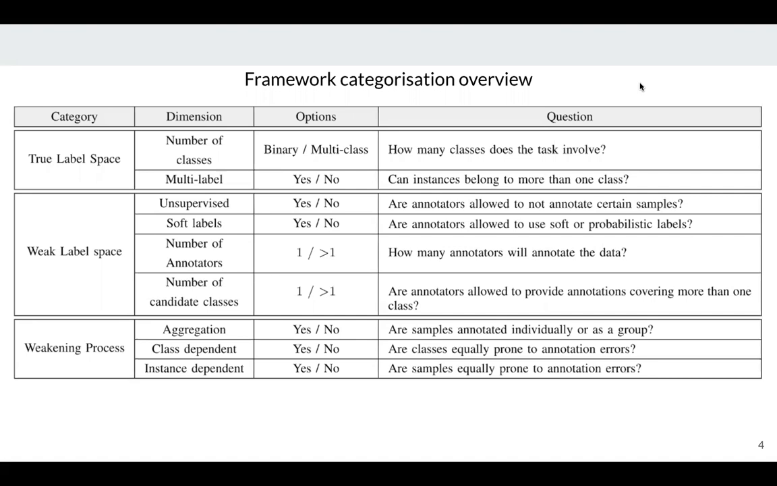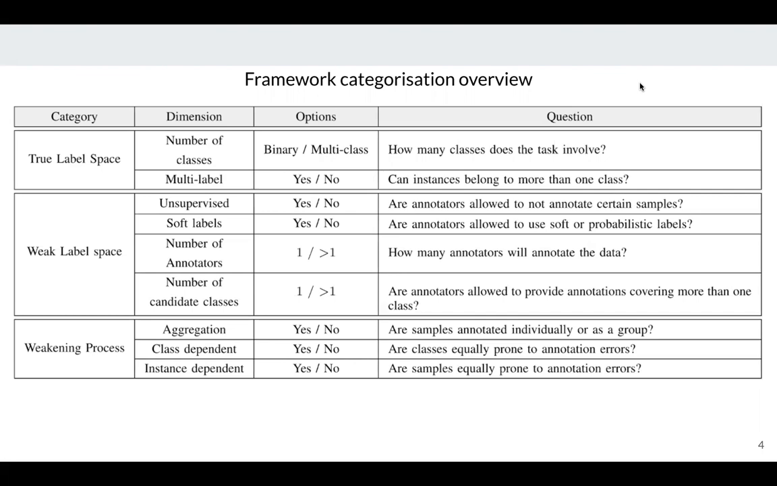On this slide, we present the framework, its dimensions, and the categories of the dimensions. The dimensions are listed in the second column, while the categories in the first. We break the description of a weak supervision setting into describing 3 objects. The first one is the true label space, which controls the form of the true and unseen labels. The second one is the weak label space, which defines the form of the labels we get to see, the weak labels. The third and last object is the weakening process, which defines the transformation that takes place.